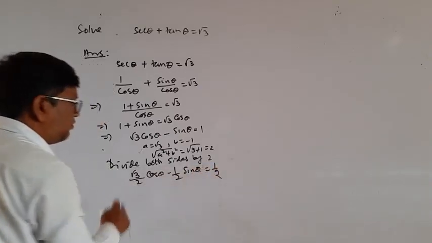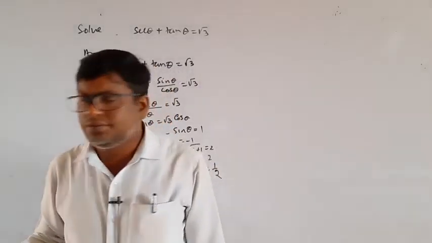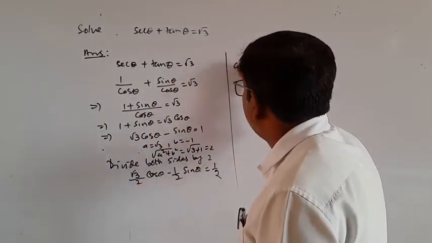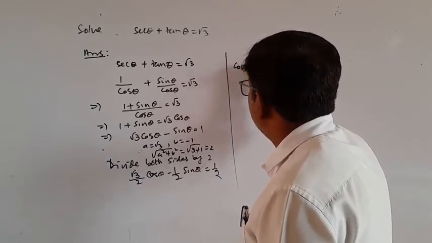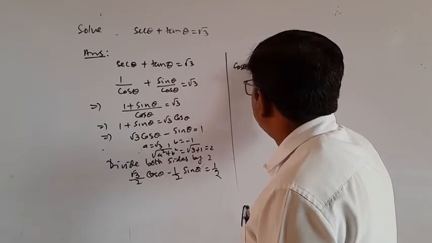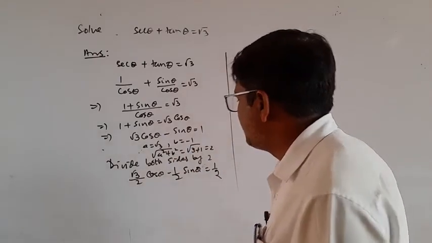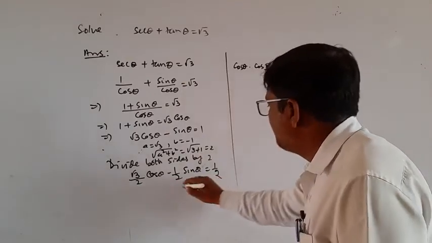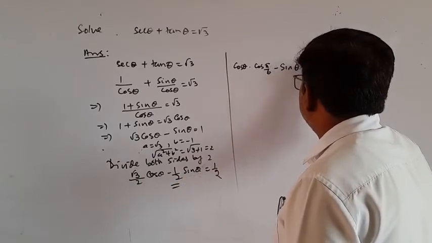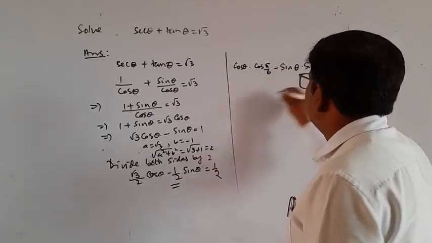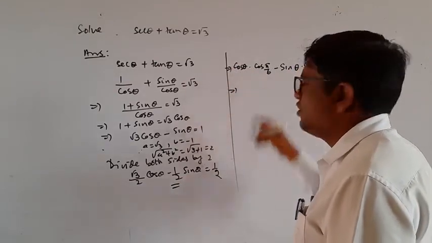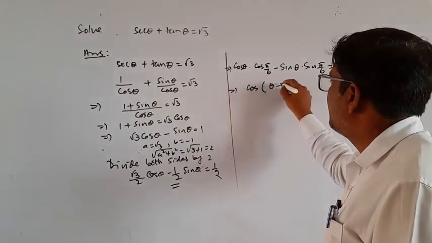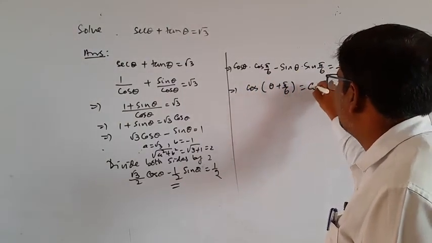1 by 2. Convert this to cos form. So cos 30 means what? Cos pi by 6 is root 3 by 2, and half means sin pi by 6. So cos theta into cos pi by 6, minus sin theta into sin pi by 6 is equal to 1 by 2. This implies cos A cos B minus sin A sin B, so cos of A plus B, theta plus pi by 6 is equal to cos of what?